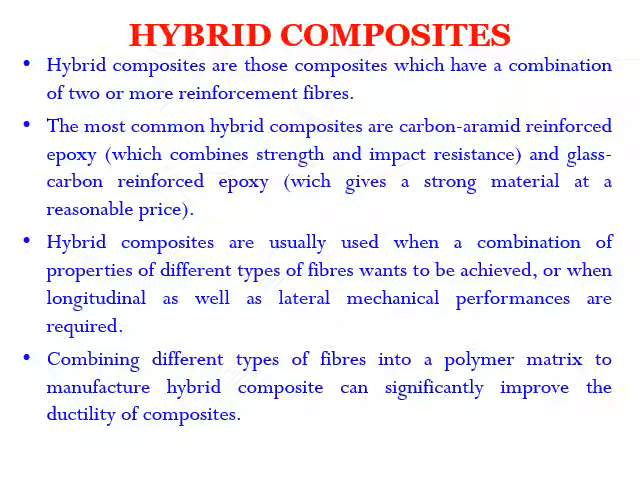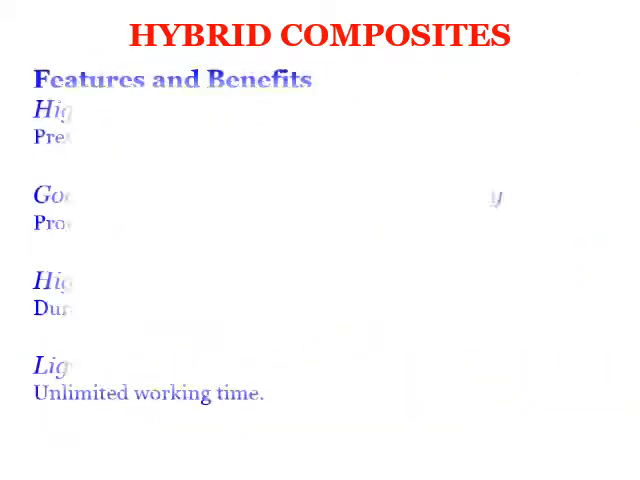For example, we can have a carbon aramid reinforced fiber, so we can have a carbon fiber as well as an aramid fiber, or a glass fiber along with the carbon fiber. This is to achieve the directional property as well as the desired property which an application requires or demands. Many times, combining different types of fibers into a polymer matrix to manufacture hybrid composites can significantly improve the ductility of the composite materials. So that's about the hybrid composites.